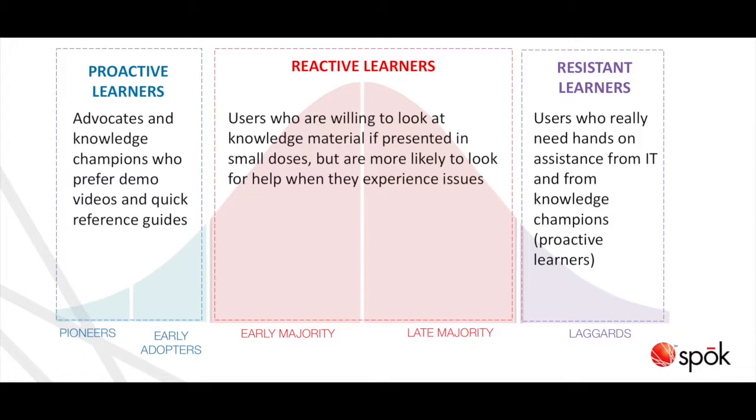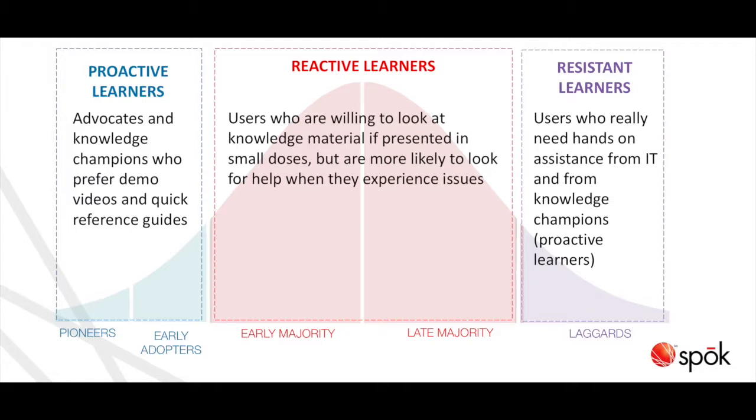We see proactive learners. If you align all of these learners and their learning styles with the technology adoption bell curve, we tend to see people that are technology pioneers or very early adopters being people who are really proactive learners. They want to go out and get information about the service and learn how the technology works very proactively.